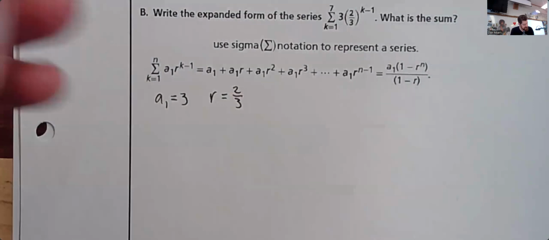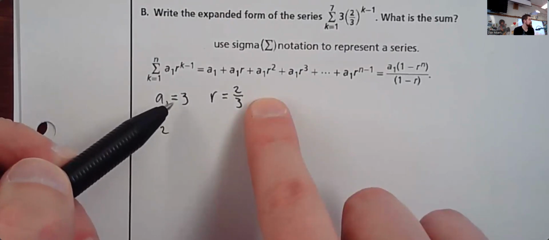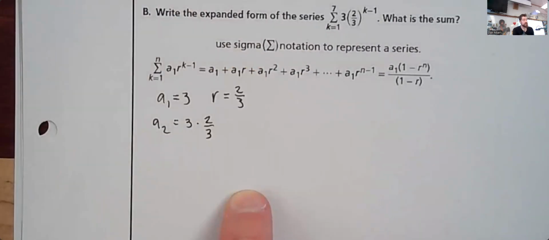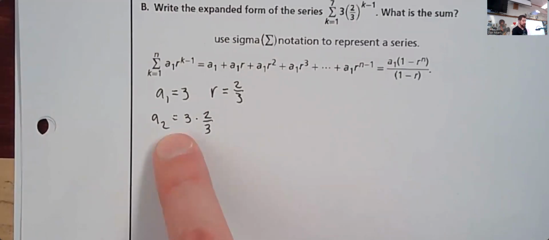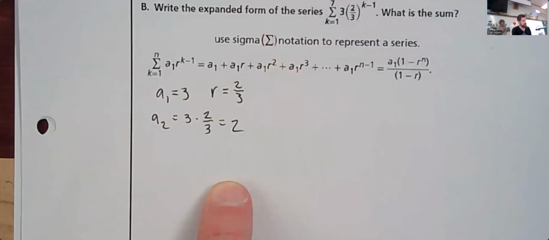So A sub 1 equals 3, which means that A sub 2 is equal to what? What's 2/3 of 3? 3 times 2/3, what do you get? I'll just write it here. 3 times 2/3. Anytime you multiply a fraction, if it's a whole number, multiply the whole number by the numerator and then reduce if you can. 3 times 2 is what? 6. 6 divided by 3 is 2. Thank you. All right. A sub 2 is 2.